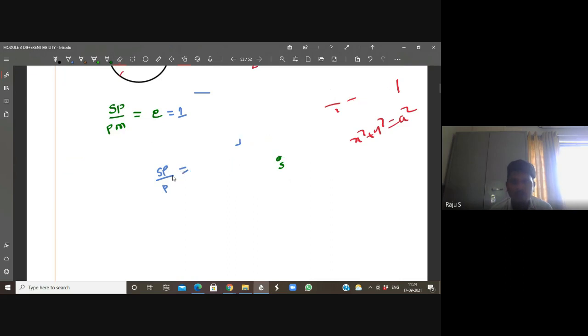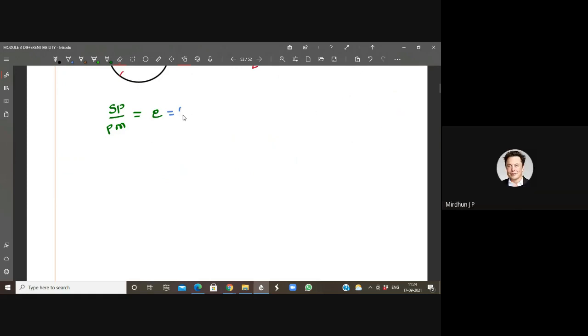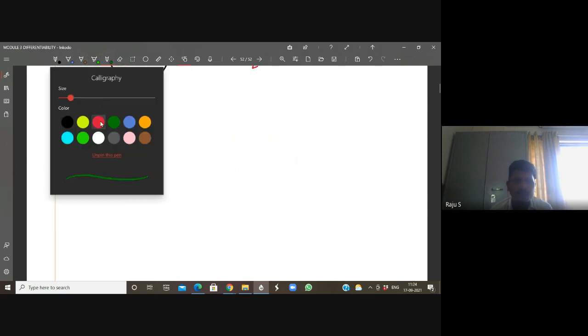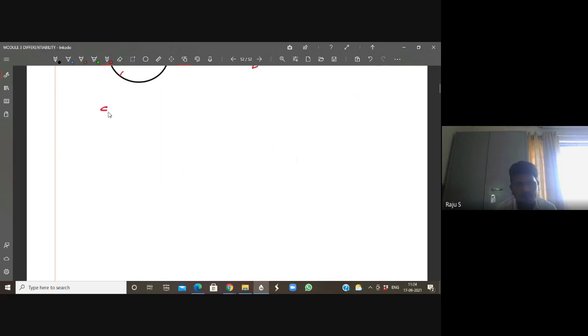I'll write that condition very clearly, and we'll see it more briefly in the OBT part. Sir, what is that E? E is called eccentricity. The SP by PM value is E. E is called eccentricity.